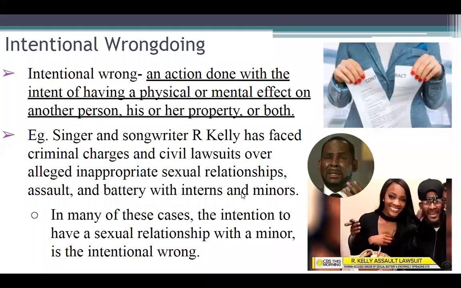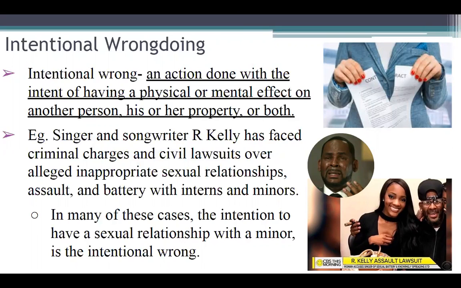Intentional wrongdoing is an action done with the intent of having either a physical or mental effect on the other person or their property, or sometimes both. So, traditional examples of this is you are mad at someone, so you decide to key their car, or you're upset with your friend, so you throw their backpack into a lake. Those are examples of intentional wrongs against someone's property, right? But intentional wrongdoing can also mean physical and mental abuse as well, right?